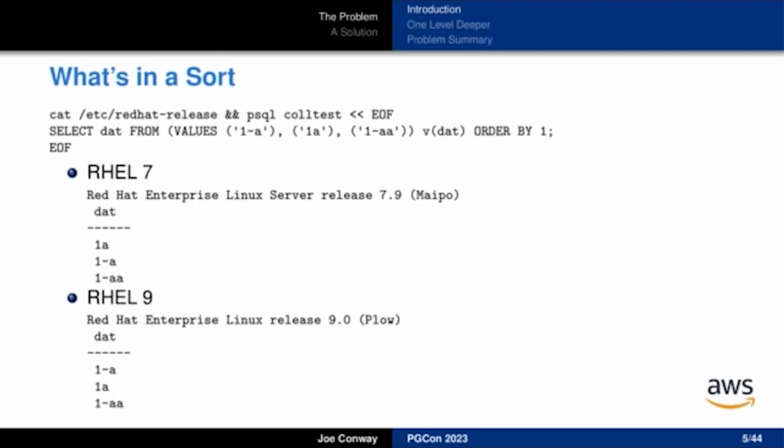All right, so this is the in-your-face slide, right? What I'm doing here is checking what version of RHEL I am on, and I'm just selecting these three values, 1-A, 1A, and 1-AA, and ordering them. On RHEL 7, this is the order I get. On RHEL 9, this is the order I get. So if you thought that the glibc issues were related to some strange Unicode character that you're never going to see in your database, you're probably wrong. So this puts it right out there. The way the dash is getting collated changes.